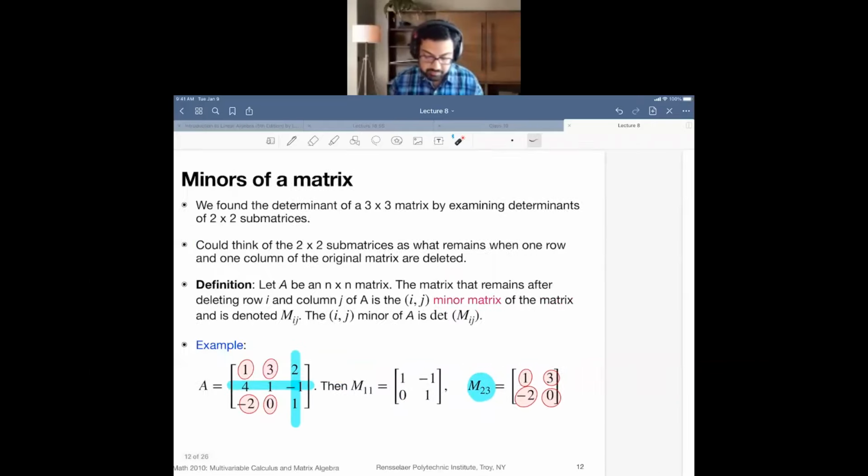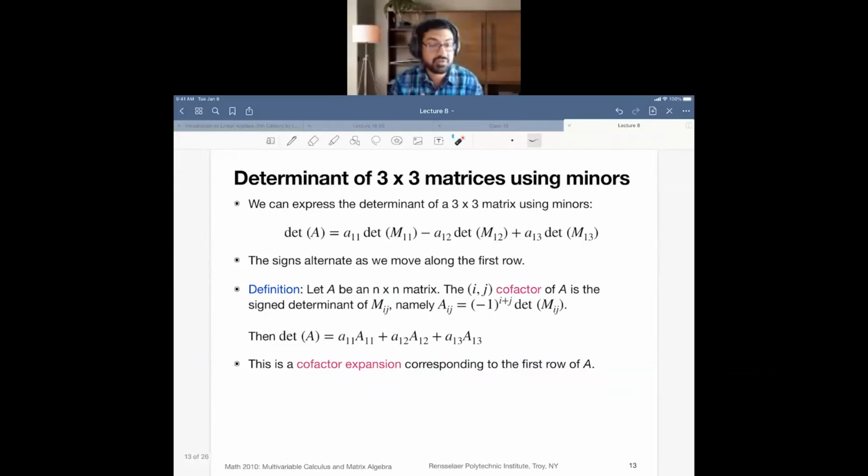So those are the minors. And we are not looking after the minors, we are looking for the determinant of the minors when we go for the determinant of 3x3 matrices. So we can express the determinant of the 3x3 matrix using the minors. So the determinant of the original matrix A, and over here we are doing the expansion with respect to row 1: A11 determinant of M11 minus A12 determinant of that corresponding minor plus A13 multiplied by determinant of that corresponding minor.